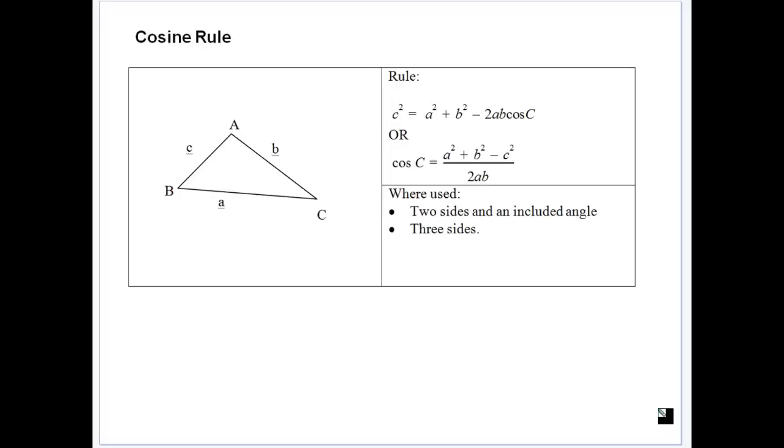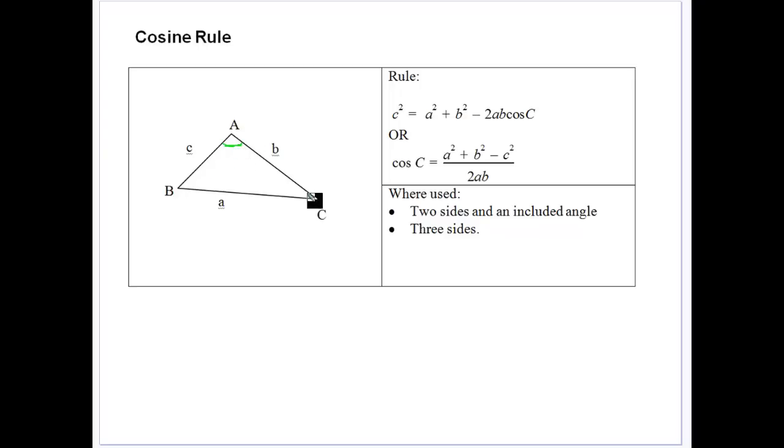Now we move on to the next rule, or the other rule for non-right angled triangles, and that's called the cosine rule. So obviously it's going to involve the cosine ratio. So where do we use this one? We use the ratio where we have two sides and the angle between them. So if we've got sides B and C, and we need angle A there.